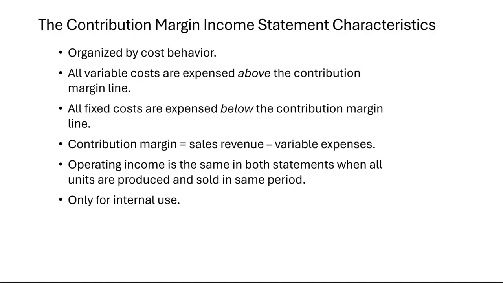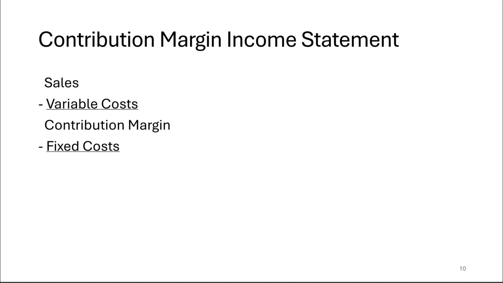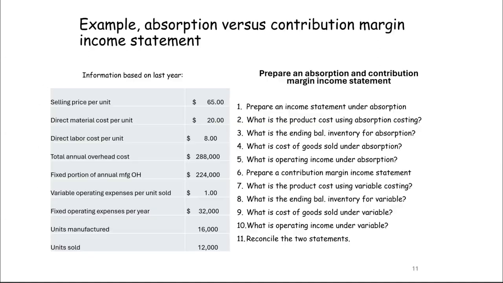So what does that statement look like? You're going to show sales, then you're going to minus variable costs, gives you the contribution margin. That tells you how much you have to cover your fixed costs. Minus your fixed costs gives you your operating income. So now let's go back and look at our example and see what happens. Look at the same information, but do a contribution margin income statement.